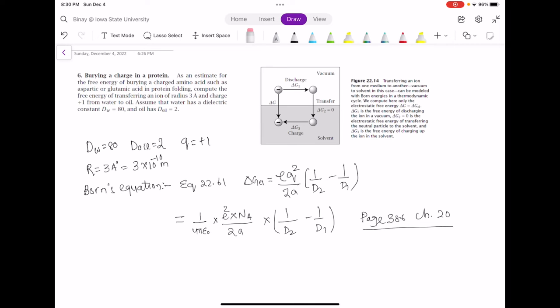Today I'm going to solve problem 5 of homework 9, which is basically problem 6 from chapter 22. Okay, let's go through the questions first.